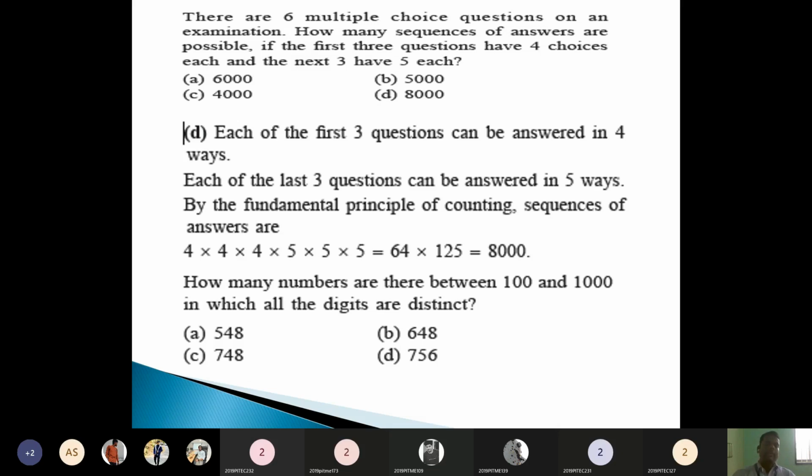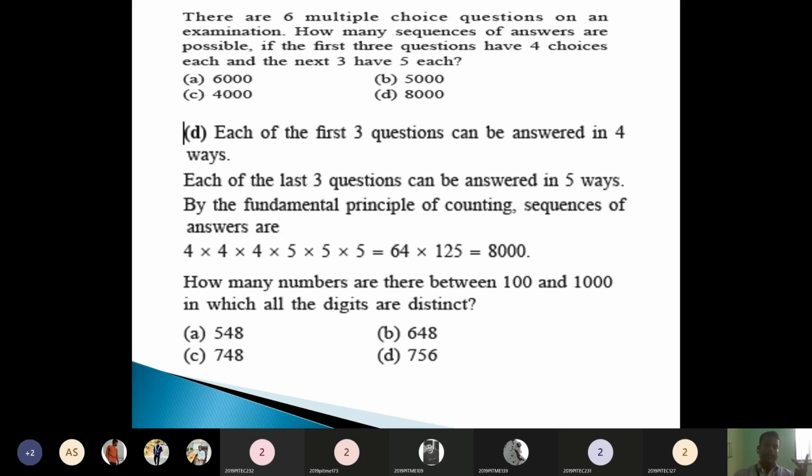So how many numbers are there between 100 to 1000 in which all the digits are distinct? Okay, from 100 to 1000. So if you take 100, 101, 102, 103, 104, 105, like that and so on to 1000, in those numbers no two digits are the same. For example, if you take 100, in that 100, 0 is repeated, so you cannot take such a number. Next, 101, you also cannot take, because the first and third digits are the same.